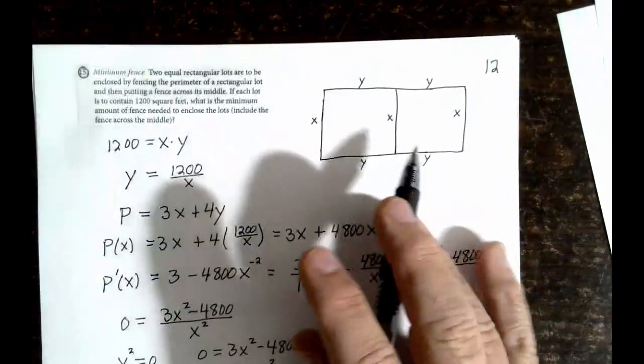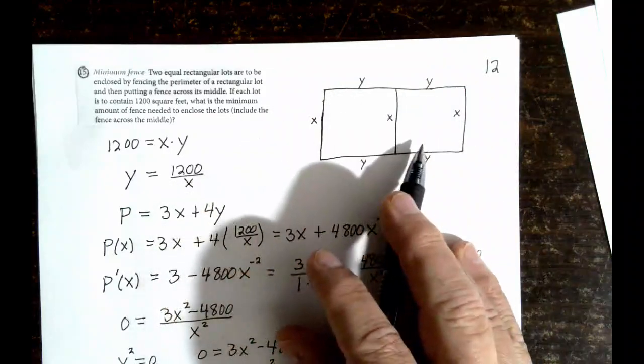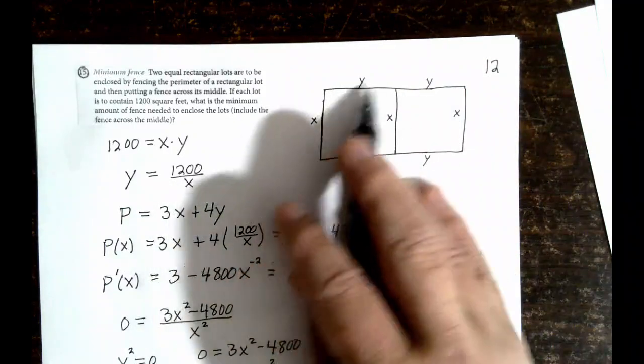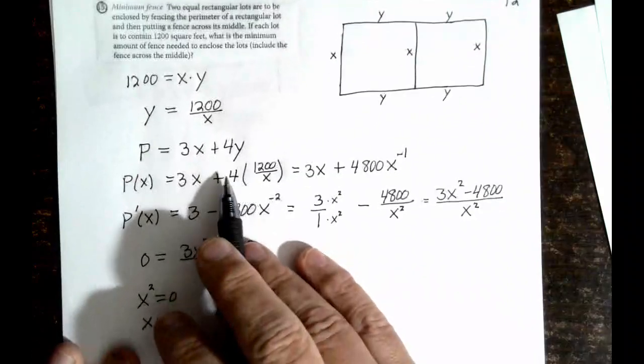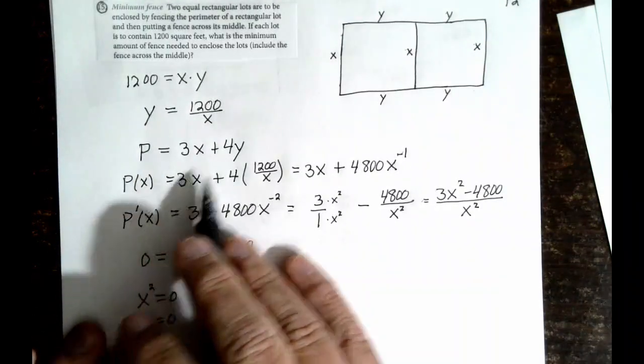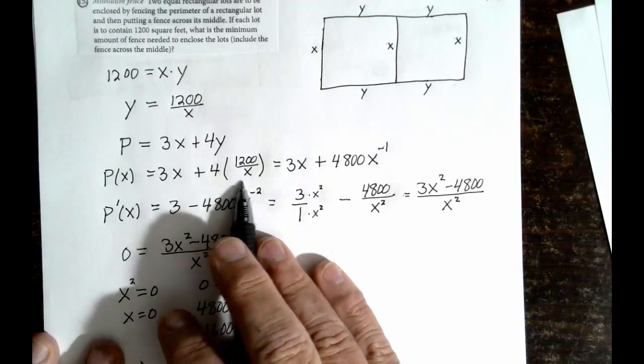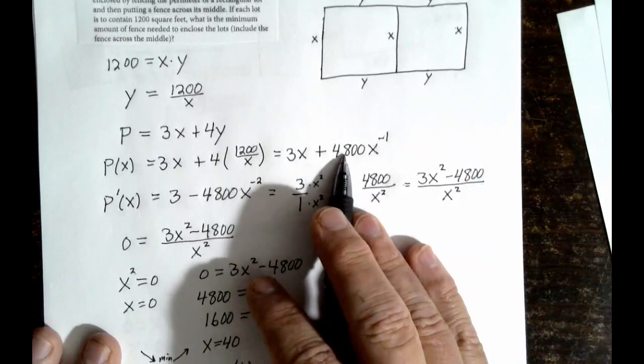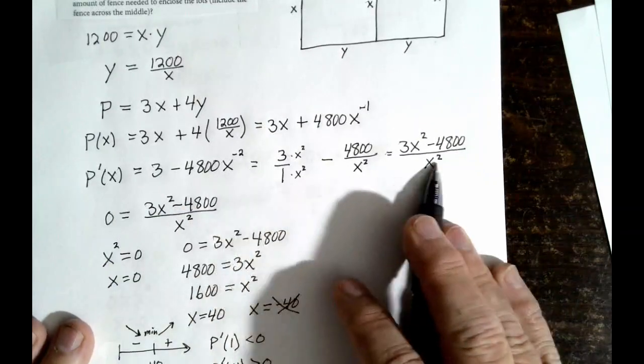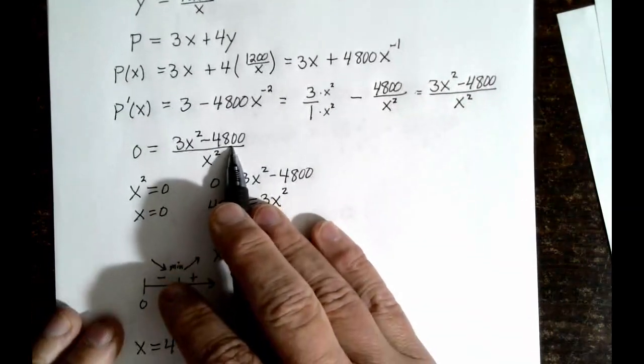Now what's your perimeter, meaning your total length of fence? It's 3 x's and 4 y's, so 3x plus 4y is your perimeter. And in place of y, we can put in what y equals, 1,200 over x. And so now you've got this here, and when you take the derivative and write it as one fraction, now you're ready to set it equal to 0.